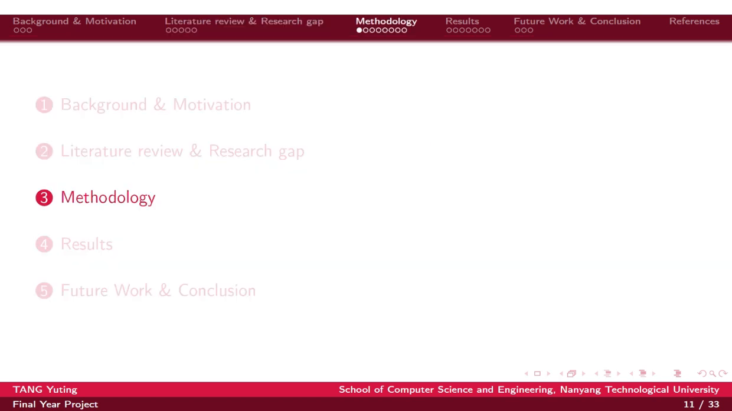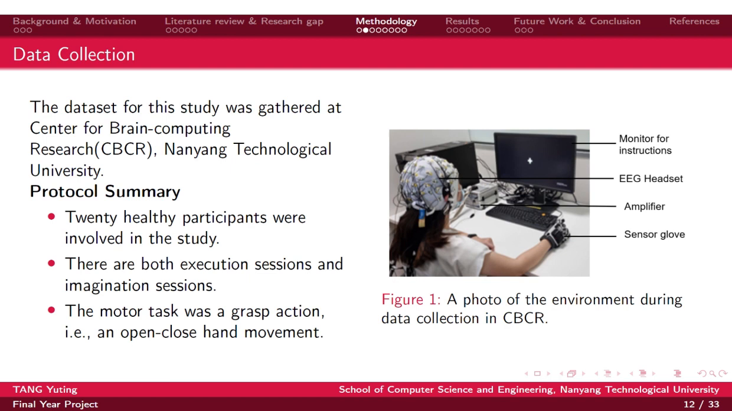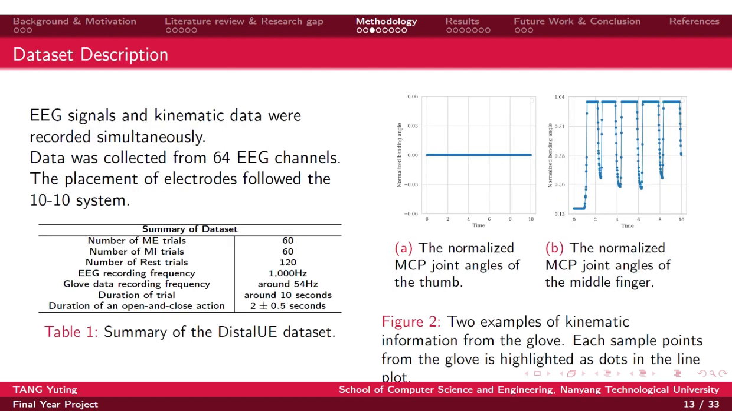Let's elaborate our methodology from data collection. The dataset for this study was gathered at the Center for Brain Computing Research at Nanyang Technological University. 20 healthy subjects were involved in the study, and there are both execution sessions and imagination sessions. The motor task to perform was a grasp action, in other words, an open-close hand movement. The experiment environment is illustrated in Figure 1. The dataset is constructed by recording the EEG signals and kinematic data simultaneously. Data was collected from 64 EEG channels, and the placement of electrodes followed the 10-10 system.